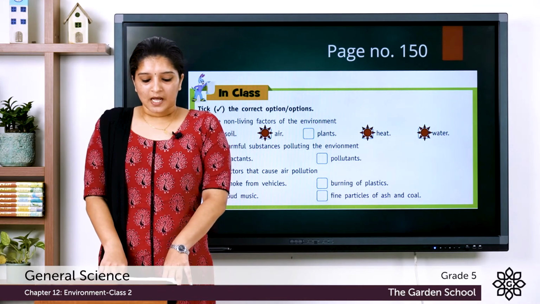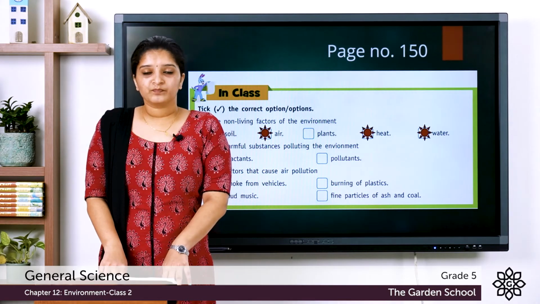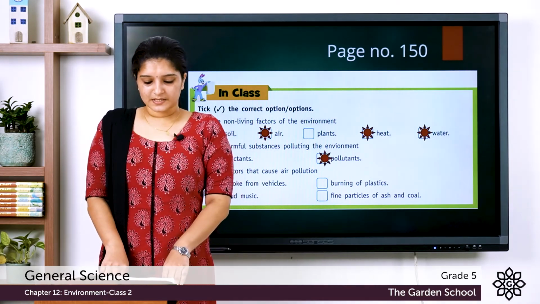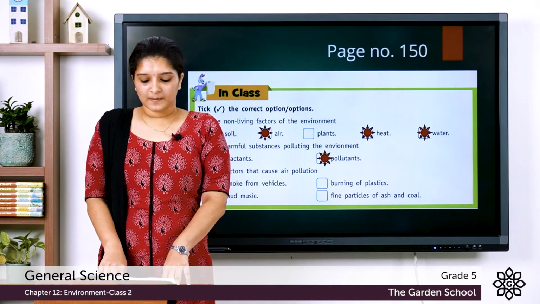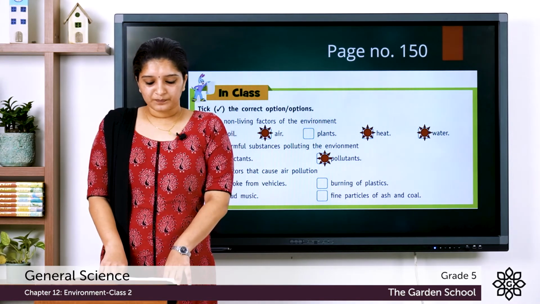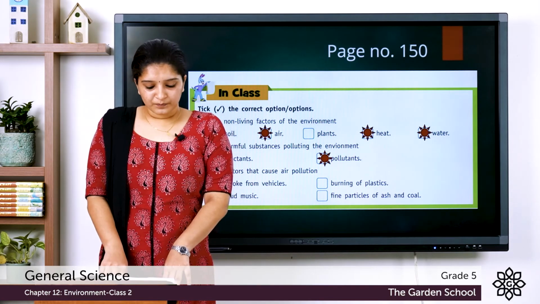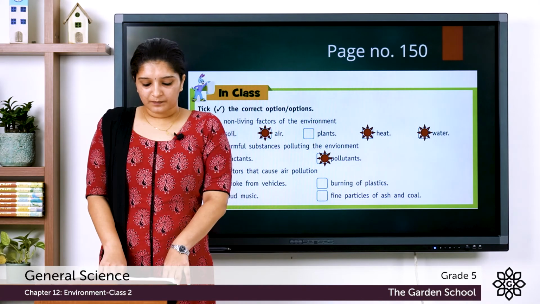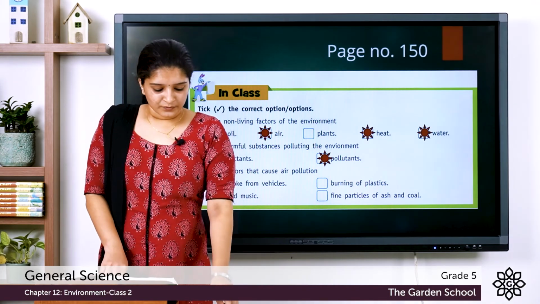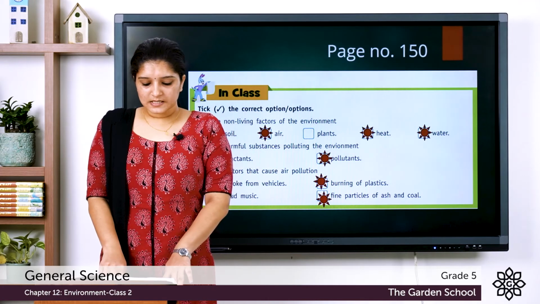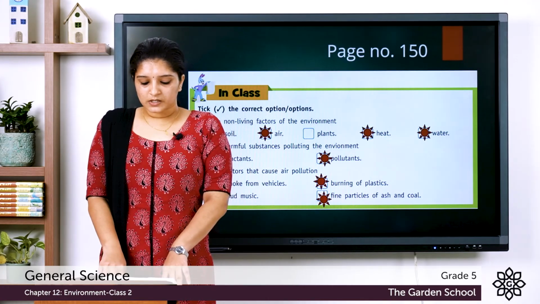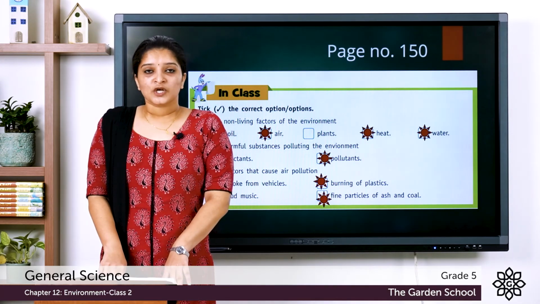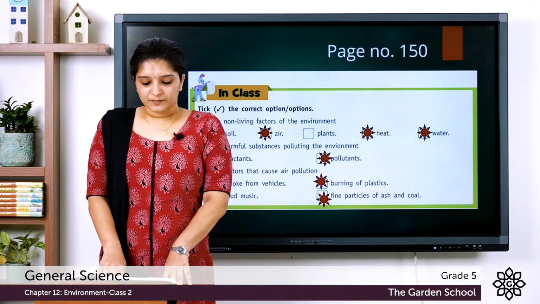The second question, the harmful substances polluting the environment. Options are reactants, pollutants. The answer is pollutants. The harmful substances polluting the environment are pollutants. The third question, the factors that cause pollution include, the options are smoke from vehicles, burning of plastics, loud music, fine particles of ash and coal. The answers are smoke from vehicles, burning of plastics, fine particles of ash and coal.